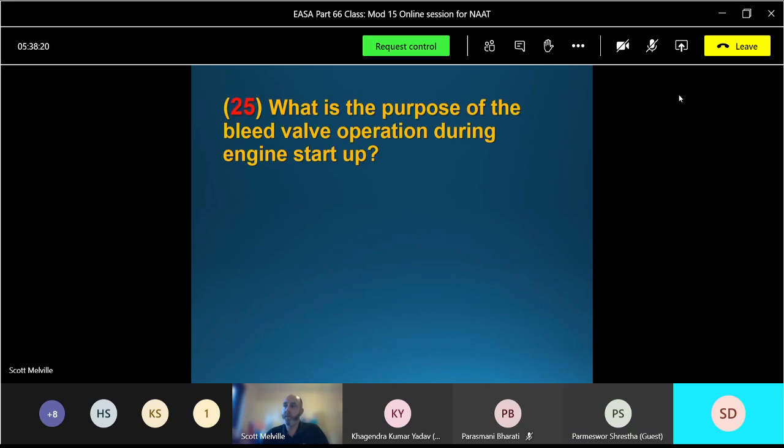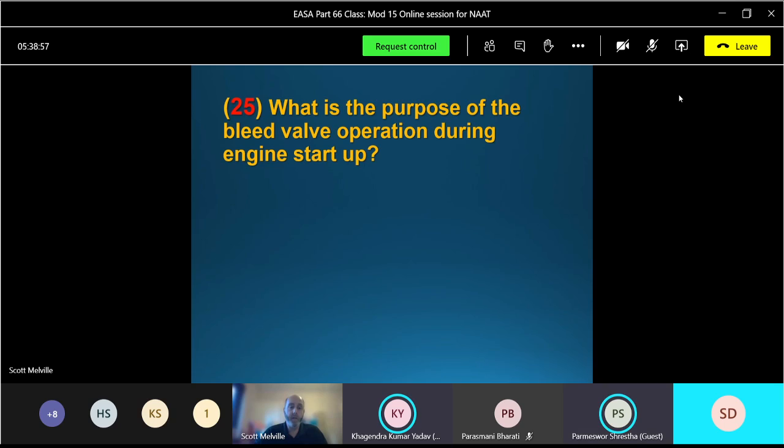What's the purpose of the bleed valve operation during engine startup? Remember the bleed valve, the one we showed you was like a ring going round the side, or one was on the top, which looked like a cheese grater, but they both did the same thing. What was the purpose of a bleed valve? Prevent stall and surge. Yes, you could say it can help prevent a stall of the compressor.